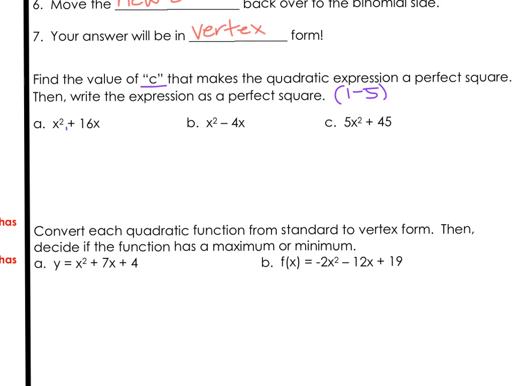Take half of that b term, or b coefficient. Half of 16 is 8. And then it's said to square that number. 8 squared equals 64. And that's what you do to find c. It's really that simple. C would be 64. Now when we add that on, we get x squared plus 16x plus 64.